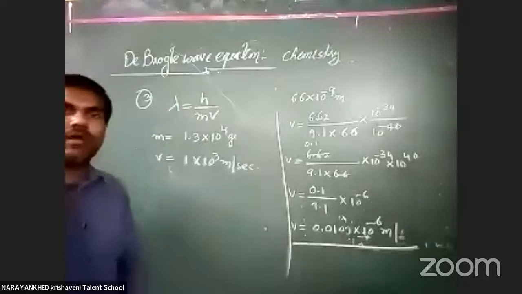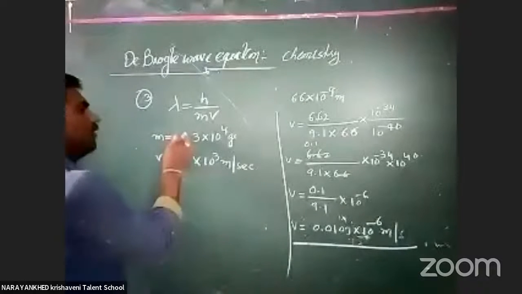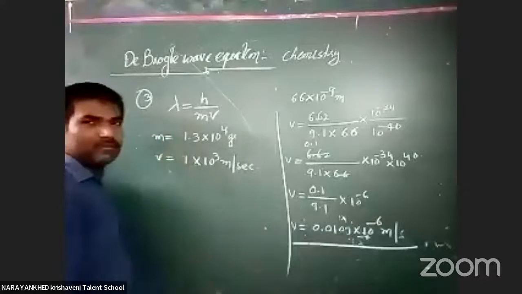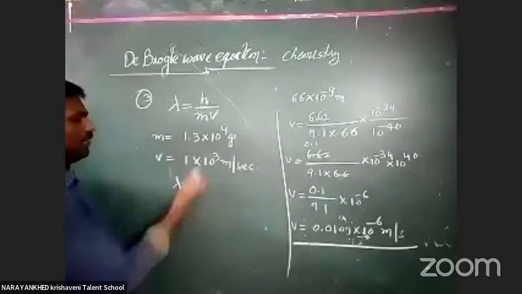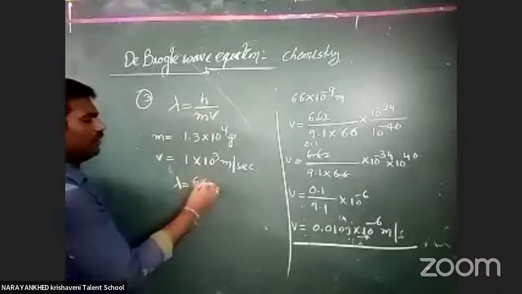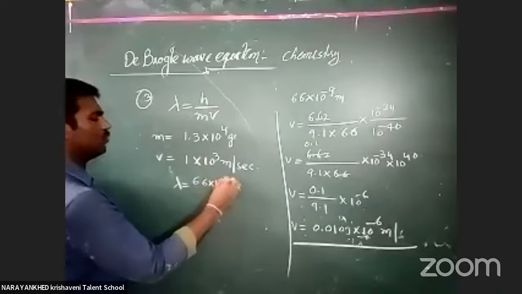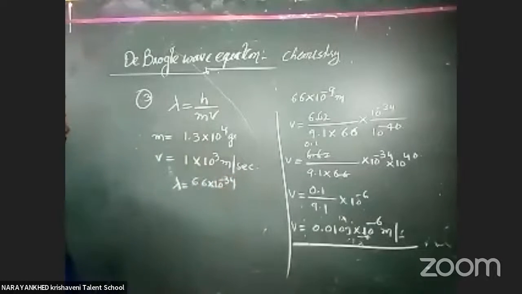This is only about our car's mass as well as its velocity. Now, lambda is equal to h by mv. What is the h here? h is taken as 6.6 into 10 to the power of minus 34.